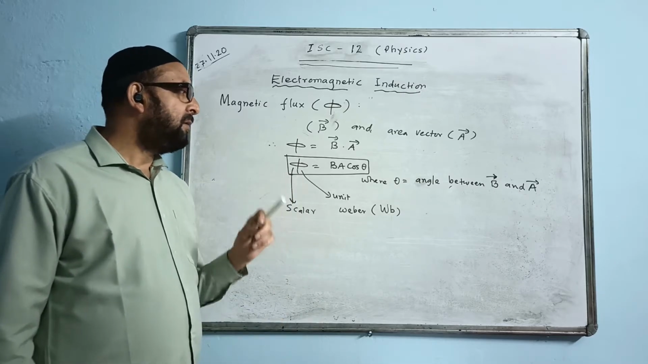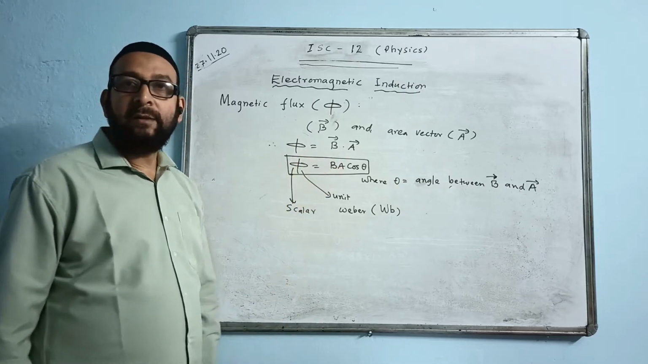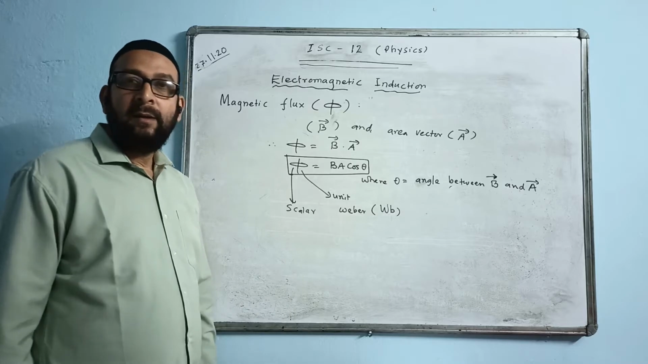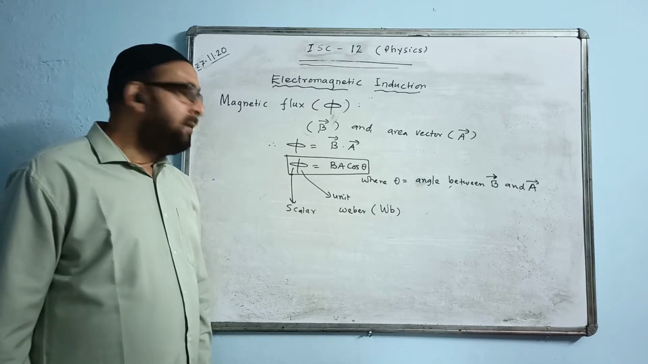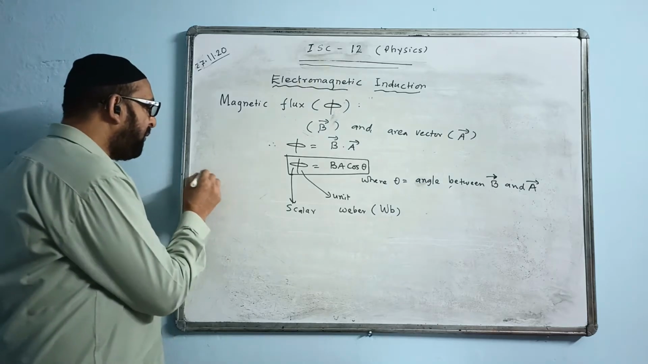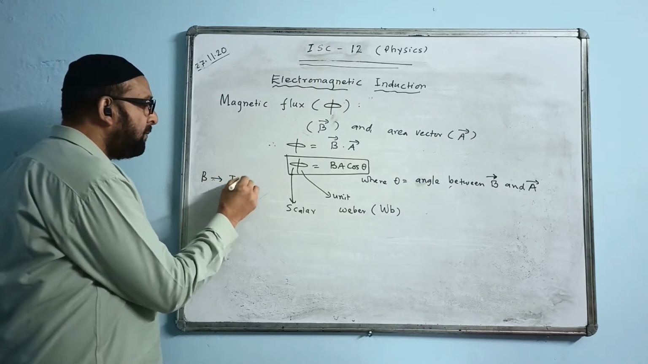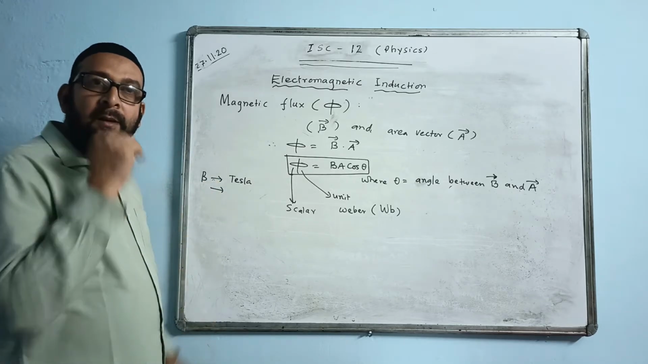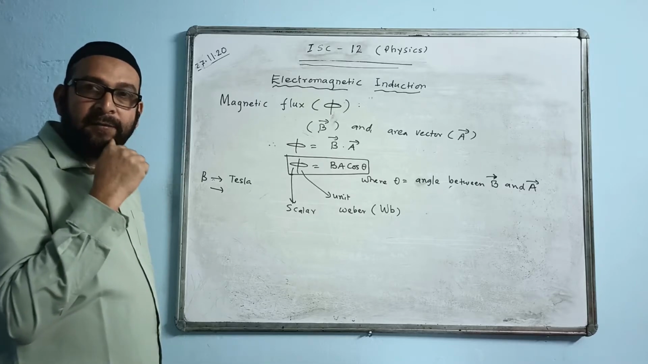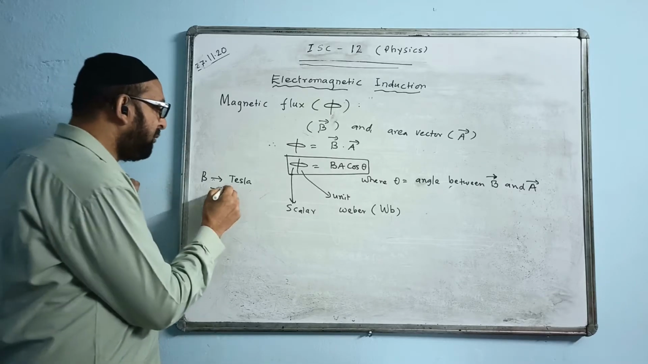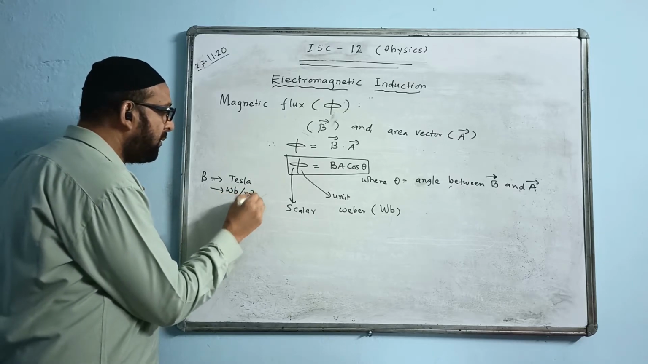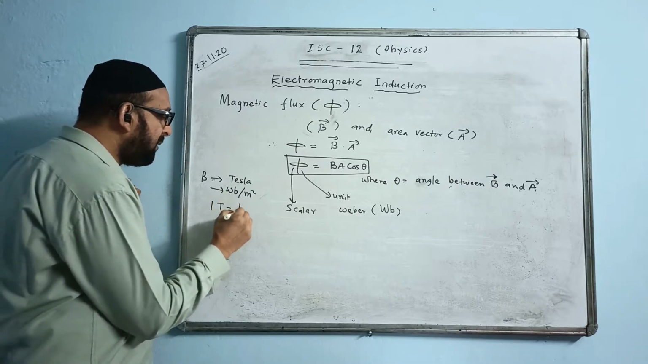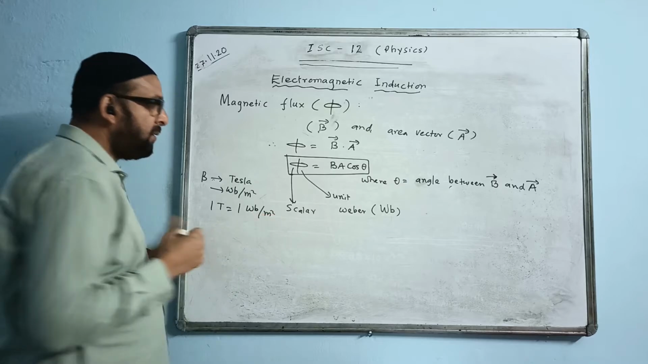And it is a scalar because this dot product is a scalar quantity. It does not have direction. We will not apply the rule of vectors for this phi. What is the unit for B? If you remember, the unit for B is Tesla. There is another unit of B also, which is the same: Weber per meter square. 1 Tesla and 1 Weber per meter square are equal. They are the same.